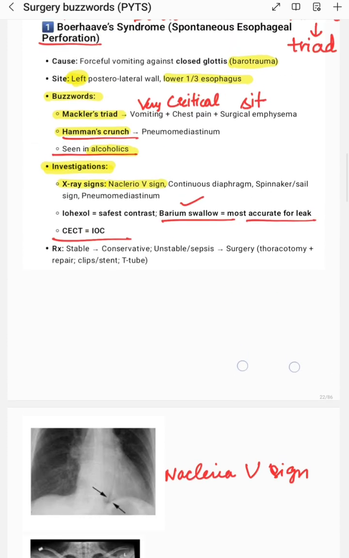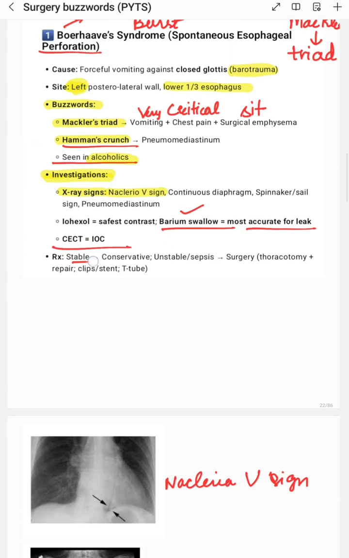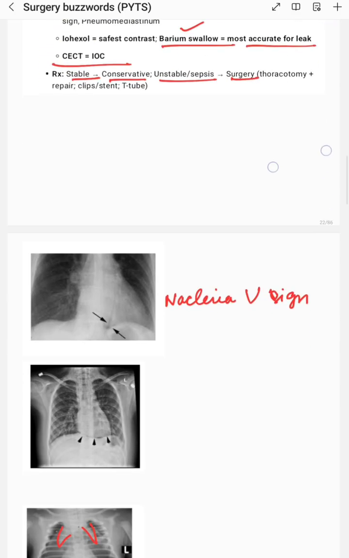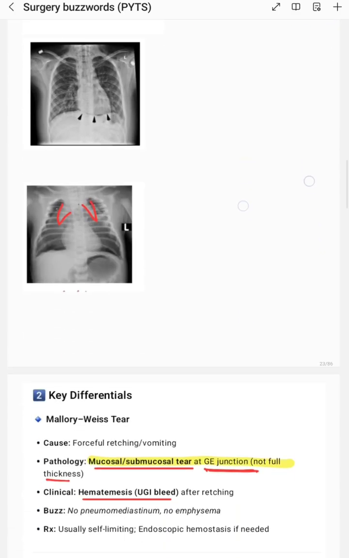For treatment in Boerhaave's, we have to remember: if the patient is stable, we can manage him conservatively. If the patient is unstable, or in sepsis, we'll go with surgery. In surgery we do a thoracotomy, and then we repair the perforation. We can do it with clips, stents, and we can also use a T-tube. Okay, this is all about Boerhaave syndrome, and these are all the important X-ray images with this.